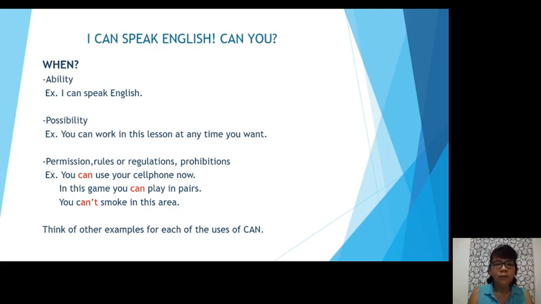Now you have to think of an example for each of the uses of can. Think of an ability that you have. What can you do? Think of a possibility. Or think of permissions. Think of a rule. Think of a prohibition. Think from our example.